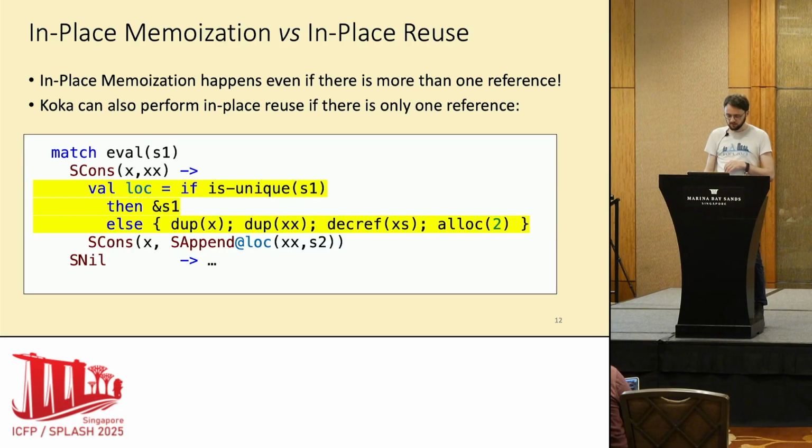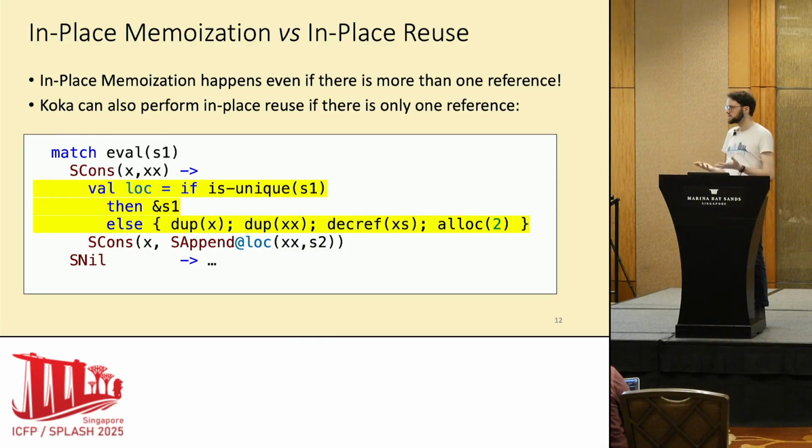What happens then is that it can generate this yellow block, which is some magic that the Koka compiler generates, where it can learn whether a cell is unique, and if so, it can take the memory cell of that cell and use it for another allocation. So here we will match on the stream S1, and we see if it's an S-cons. If it turns out that there's only one reference to it, we can use that space later to allocate the new S-append constructor in that place. Of course, if the reference count is higher, we have to do some extra work. We have to modify the reference counts a bit and allocate a new cell.